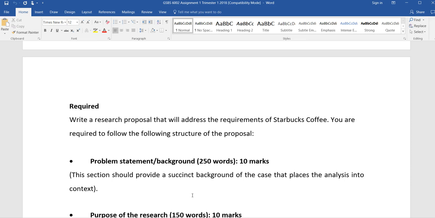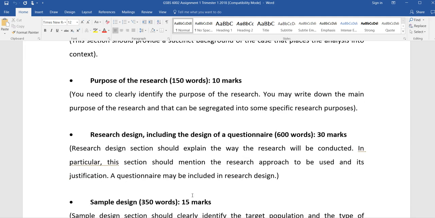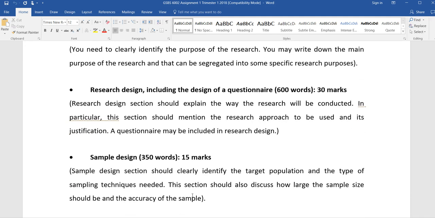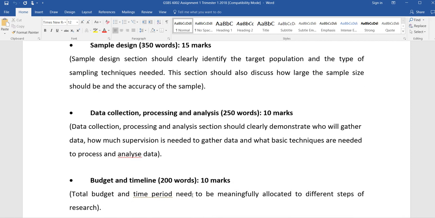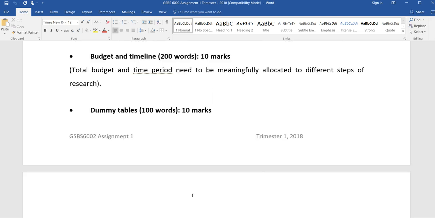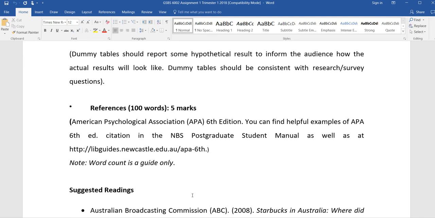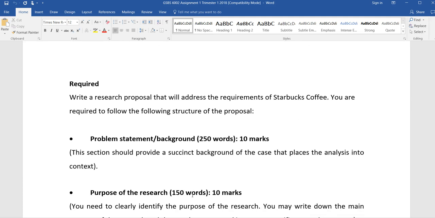So the requirement is you need to write a full-fledged research proposal. And your research proposal should have the following components: problem statement, purpose of the research, research design, sample design, data collection, processing and analysis, budget and timeline, dummy table, and references. Let me provide you a brief guideline on each of these sections.